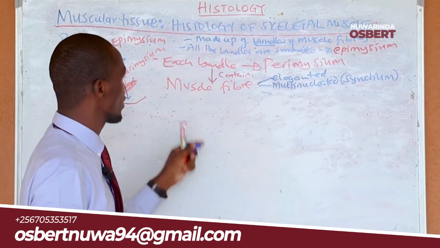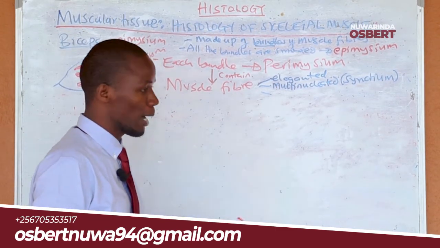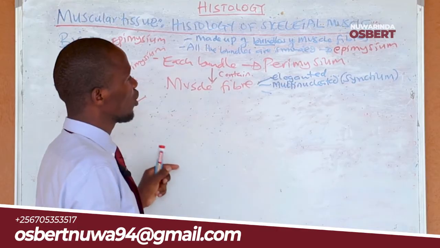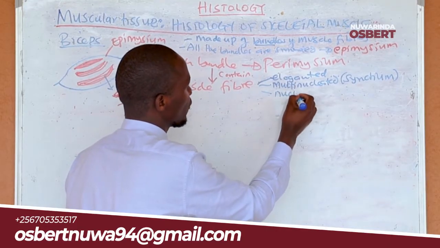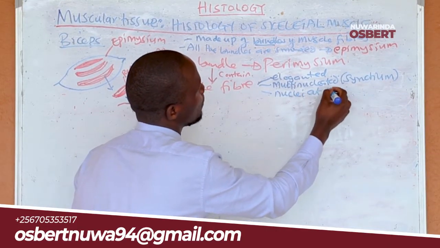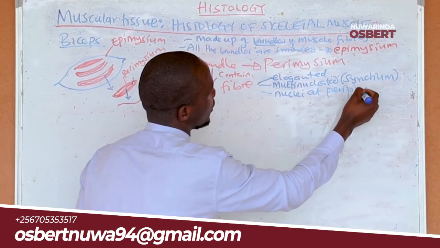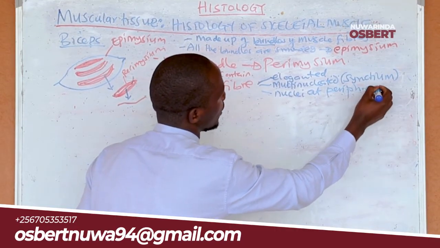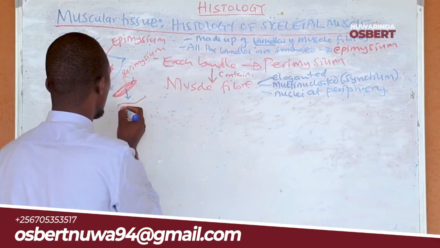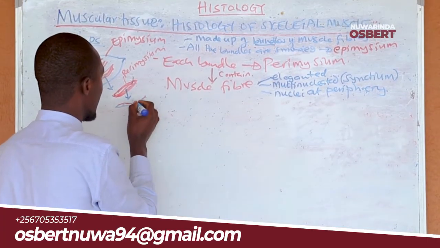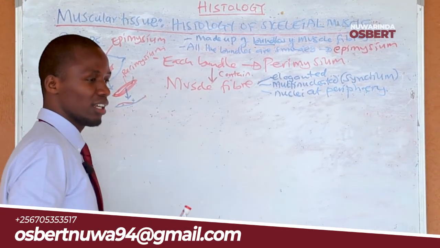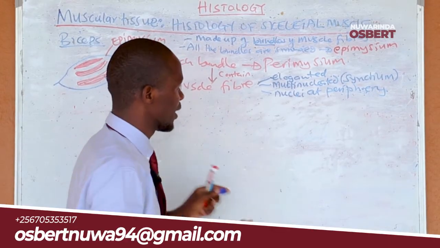Something so special about the muscle fiber is that the nuclei of the muscle fiber are at the periphery. If this is the muscle fiber here, you find that the nuclei are found at the extreme end, and not in the center.